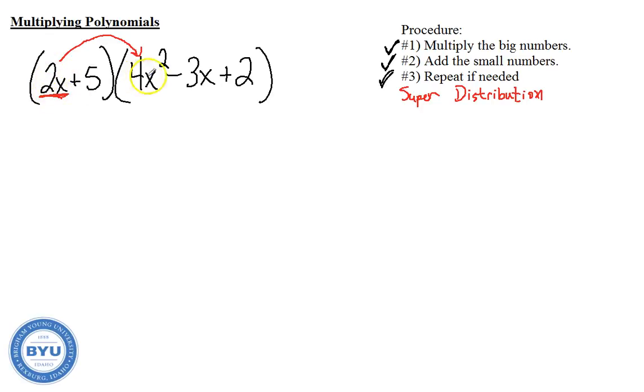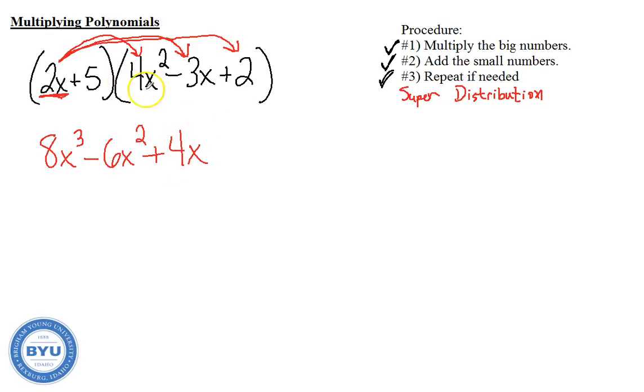When I do 2x times 4x squared, I multiply the bigs. 2 times 4 is 8. And with the smalls, we add. So here was 2, and above this x is a 1, so we would have 8x cubed. Then I'm going to take the 2x into the second value, multiply the bigs. That's negative 6x squared when we add the smalls. And then I'm going to take this 2x times the last term and distribute it in and get 4x. So that's what happened when we distributed the 2x in.